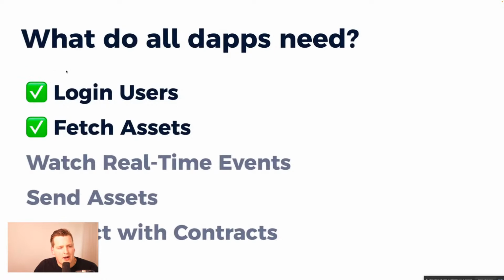So if you remember our checklist from the beginning, what you probably will need if you are in this hackathon, we said that you need to log in users. So we showed you that already, a whole user management system, cross-chain, cross-wallet, all of that. And I also showed you how to fetch assets, also cross-chain, cross-wallet, very, very easy. So next, we have to figure out how to watch real-time events, send assets, interact with contracts. And then I'll show you a few more things.